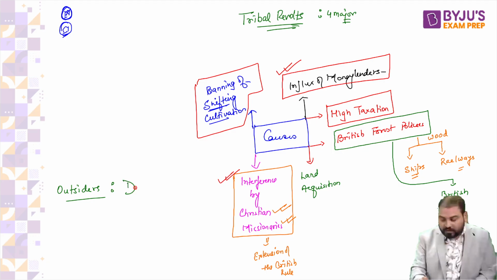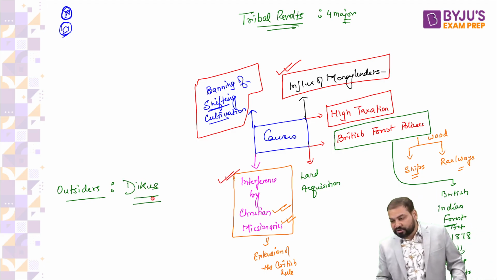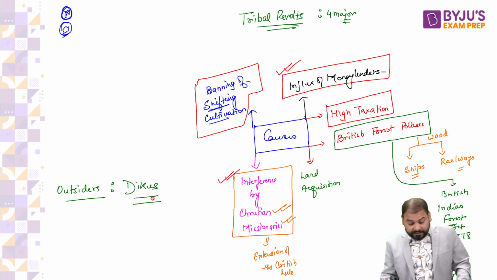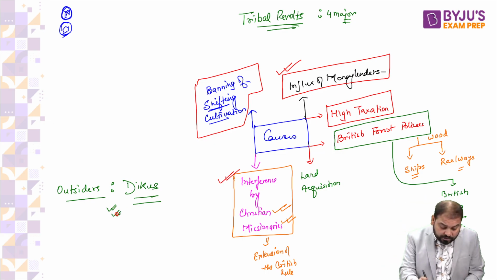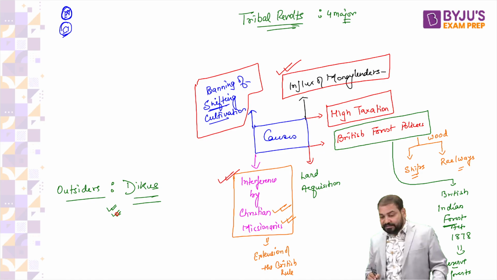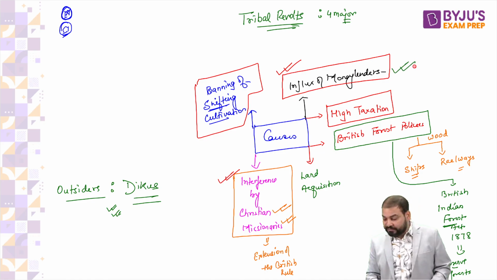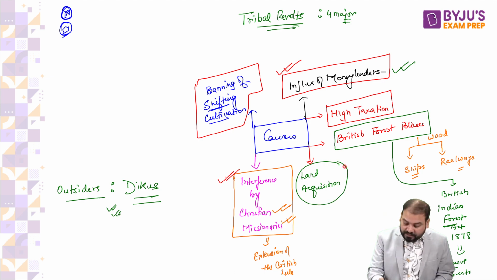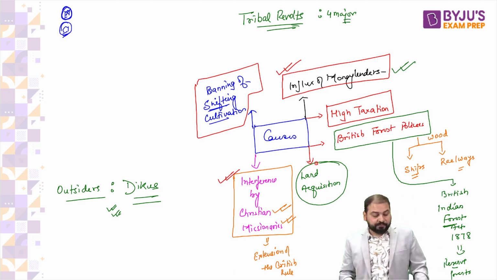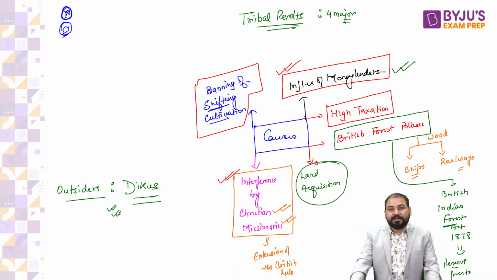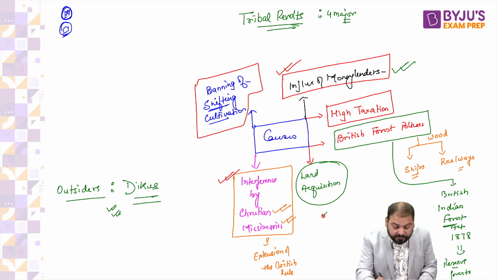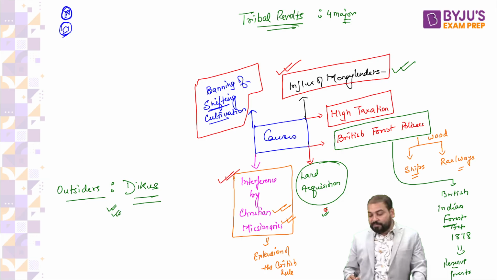Outsiders were called Dikus by the tribals. The tribals would call them Dikus. Last, those who understood the influx of money lenders, do you understand? Slowly and slowly, all the land which earlier belonged to the tribals was now being acquired by the non-tribals.